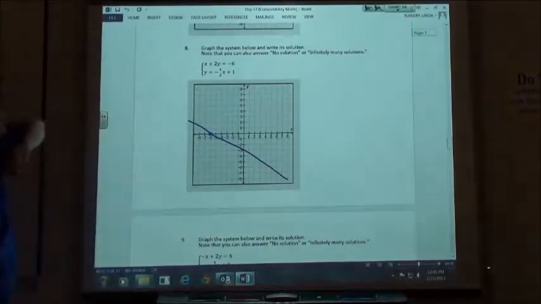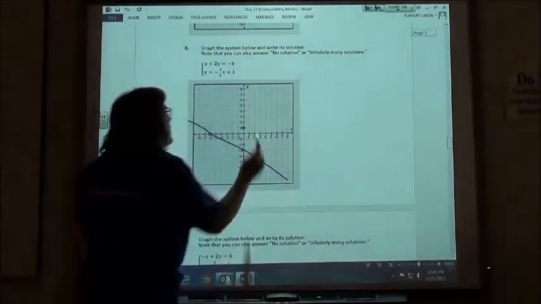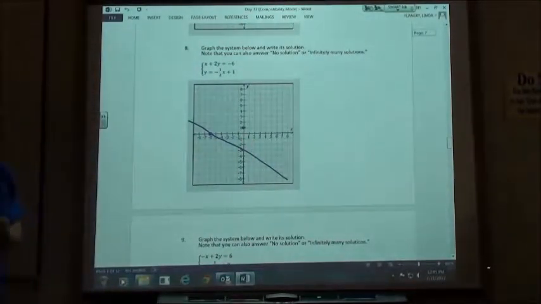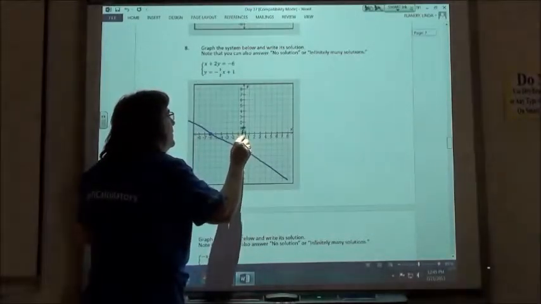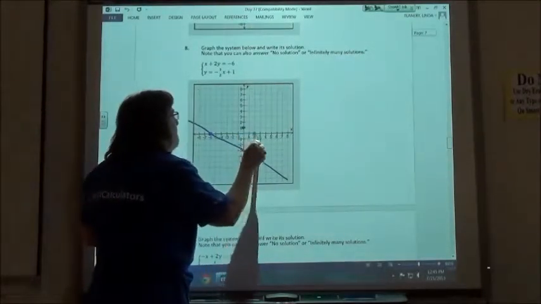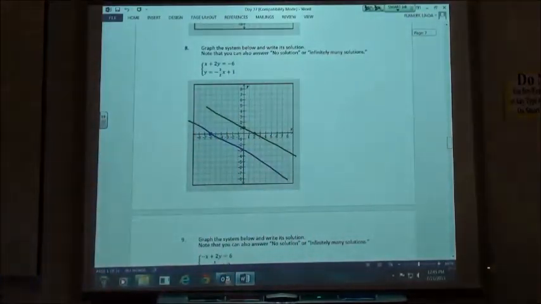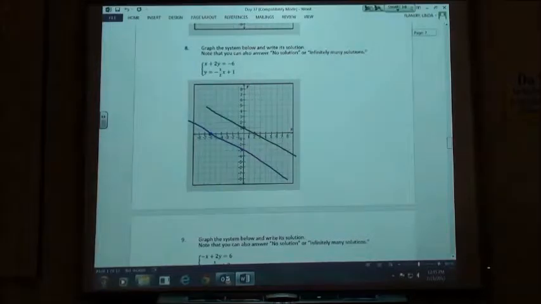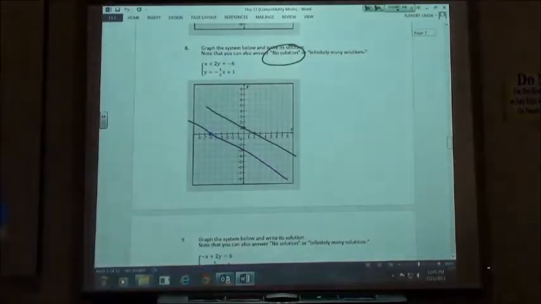Second part, y equals -1/2 x plus 1. So my y-intercept is at 1. My slope is -1/2, so I'm going to go down 1 and over 2, right? And so the solution to that system of equations will be no solution, because they're not going to intersect, so you're going to pick no solution.